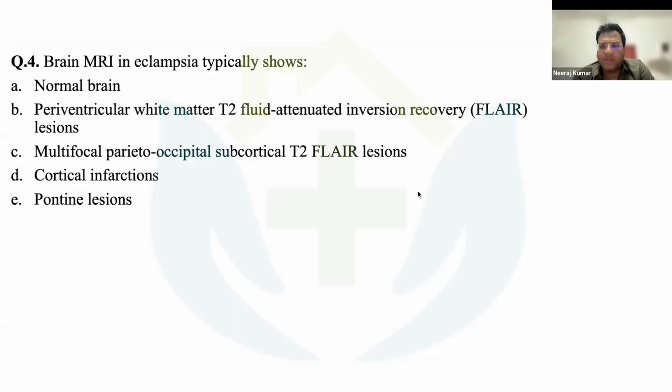Okay. Many of you think that it causes periventricular white matter T2 FLAIR, and a few think that it is a parieto-occipital subcortical T2 FLAIR. So T2 FLAIR hyperintensity will be there, but at which location? This is very important, whether periventricular or parieto-occipital. Okay. So again, this is a very important question.